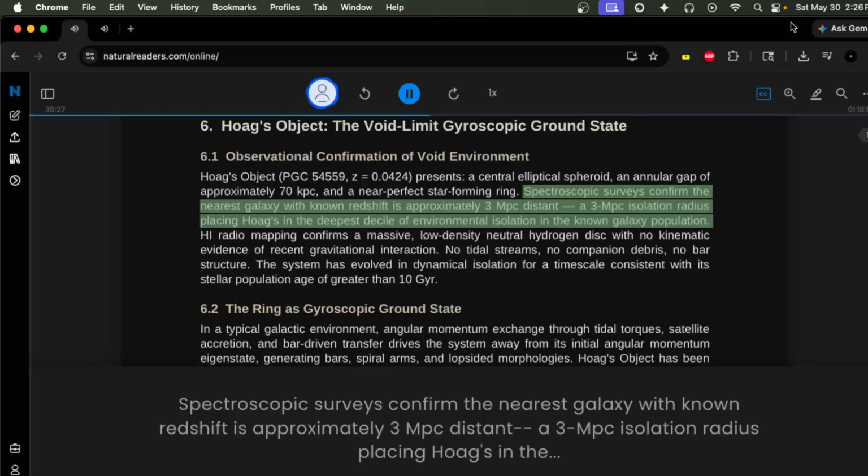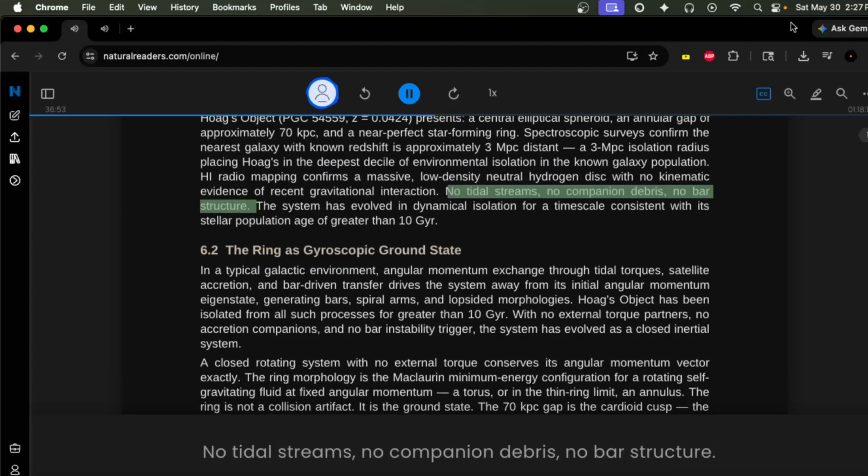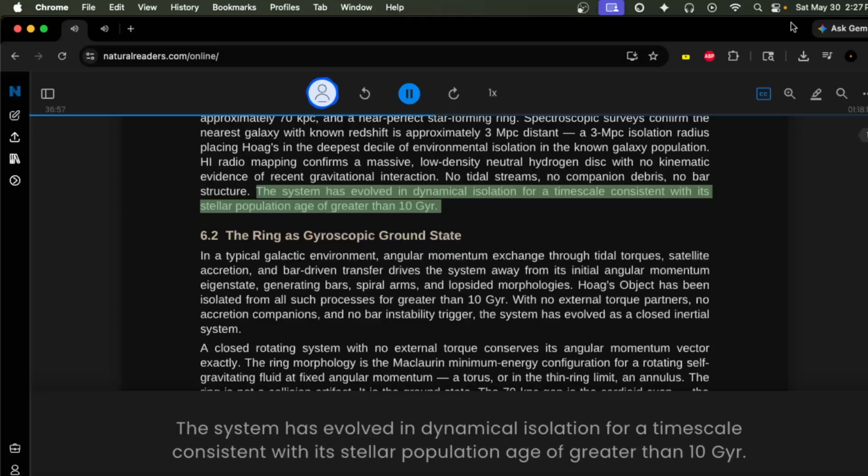Spectroscopic surveys confirm the nearest galaxy with known redshift is approximately 3 Mpc distant, a 3 Mpc isolation radius, placing Hoag's object in the deepest decile of environmental isolation in the known galaxy population. HI radio mapping confirms a massive, low-density neutral hydrogen disk with no kinematic evidence of recent gravitational interaction. No tidal streams, no companion debris, no bar structure. The system has evolved in dynamical isolation for a timescale consistent with its stellar population age of greater than 10 Gyr.